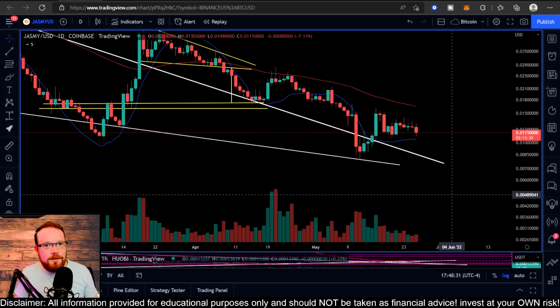Now, let's drop it down to the hourly time frame and put in a possible price prediction here to see which way this might go and whether or not it goes to the upside or the downside, how far and how high or how low the price of JASMYCOIN might go.